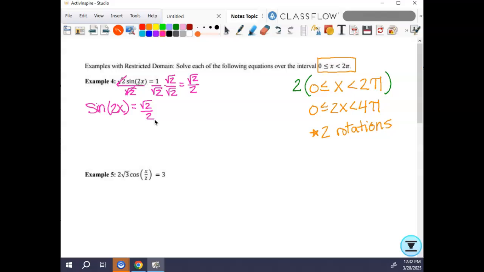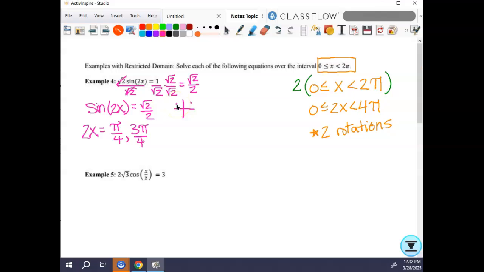Okay, and I'm back to basically what they gave me on the other side. Sine is positive in which quadrants? First and second. Okay, so I'm going to have 2x equals, and then what angle gives me a sine value of square root of 2 over 2? Pi fourths. And then my second quadrant pi fourths angle is 3 pi fourths. But then I'm not done because I need to make 2 rotations. So I did pi fourths, 3 pi fourths.